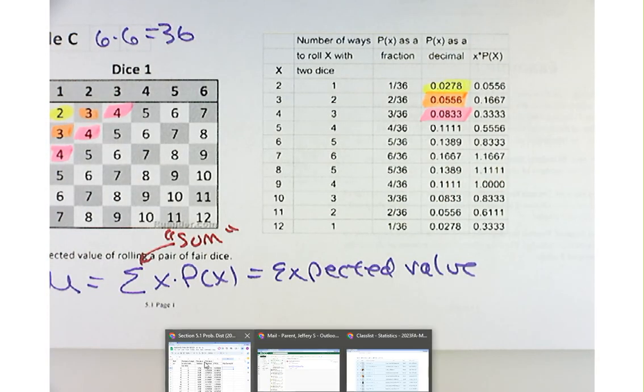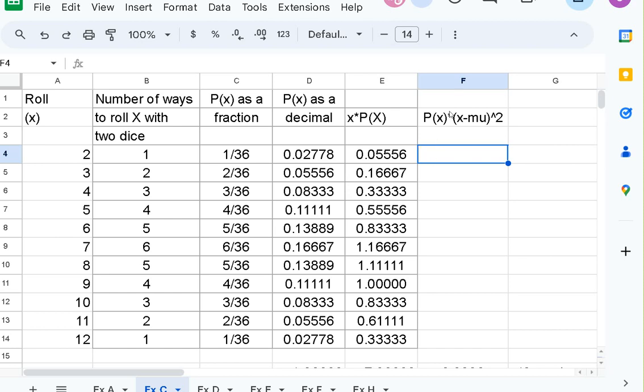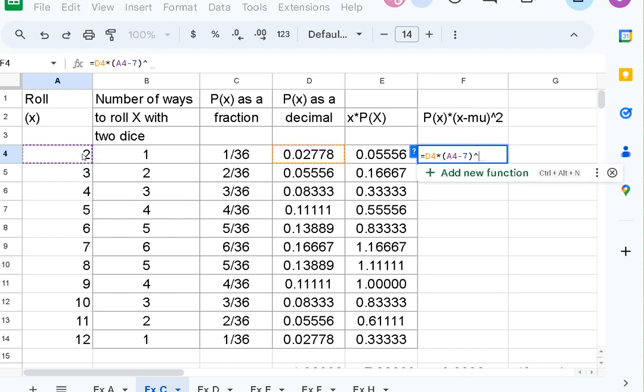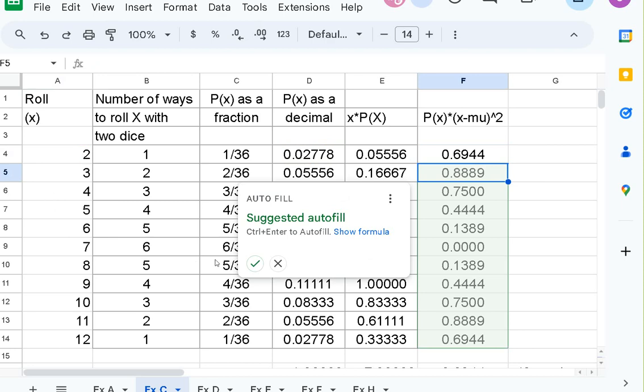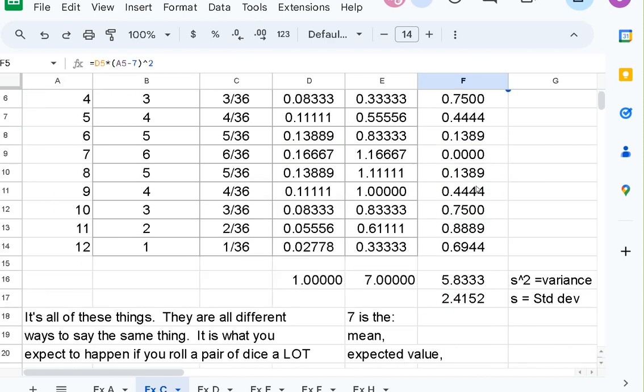The way this should look would be you want P of X times (X minus mu) squared. So equals P of X is in column D, asterisk for times, parenthesis X, which is in column A, minus mu. Now you have to type in mu, the actual number, unless you want to get really fancy with Excel or Google Sheets. Do you want to do this all the way down? Yeah, please do. When you add that up, you get the variance.